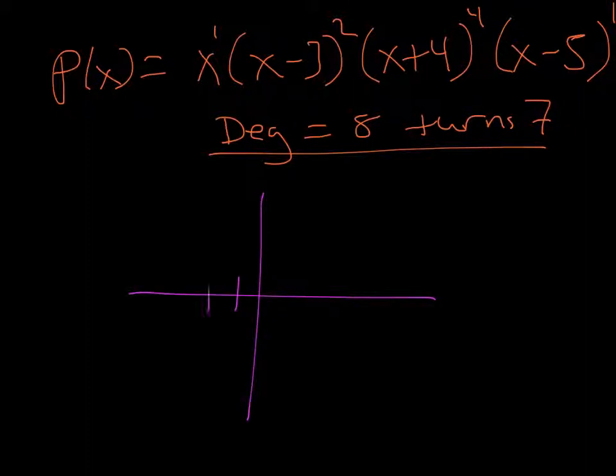And 1, 2, 3, 4, 5. 1, 2, 3, 4, 5. Okay, so what are my zeros? I have a 0 at 0. I have a 0 at positive 3. I have one at negative 4, 1, 2, 3, 4. And I have another one at positive 5. Okay, so if you didn't see those, that was 0, 3, negative 4, and positive 5. Those are my zeros, right?